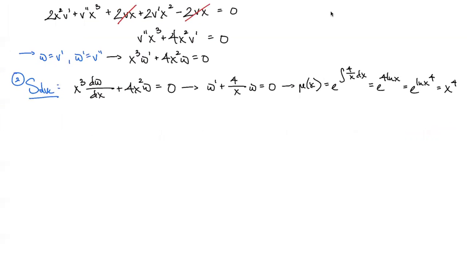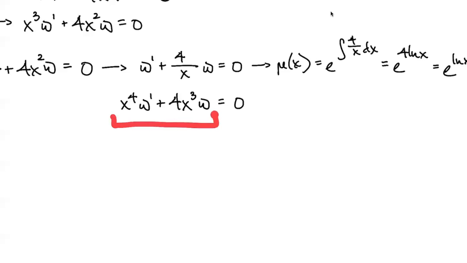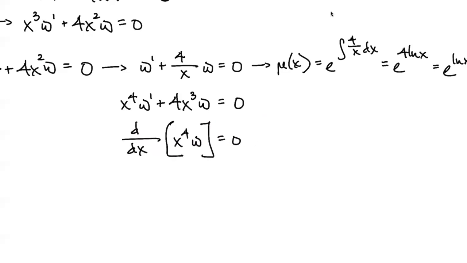So we found our multiplying factor. We want to go back to our w prime expression, multiply it through. We get x to the 4th, w prime, plus, let's be careful here, 4 over x times x to the 4th gives me 4x cubed, w equals 0. And this might be the nicest version of linear we've seen. I think this is very clear that we have the derivative of x to the 4th times w. Right? No sneaky chain rules. I know that x to the 4th has a derivative of 4x cubed, and I know w has a derivative of w prime.